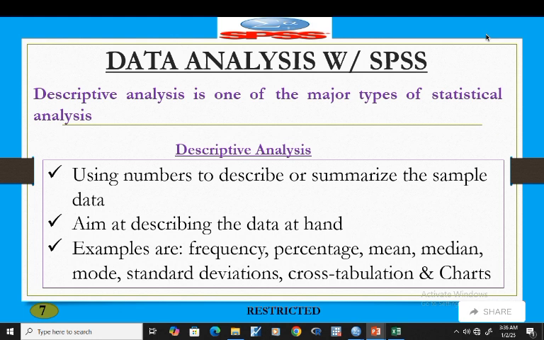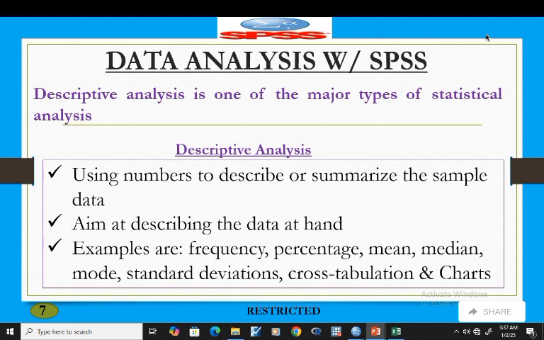So what we mean by descriptive analysis is using numbers to describe or to summarize the sample data. Sample data is the data at hand, the data you intend to analyze. It's just aimed at describing the data you have at hand. Examples of descriptive analysis include, but are not limited to, frequency, using percentages, mean, median, mode, standard deviations, cross tabulation, and charts.